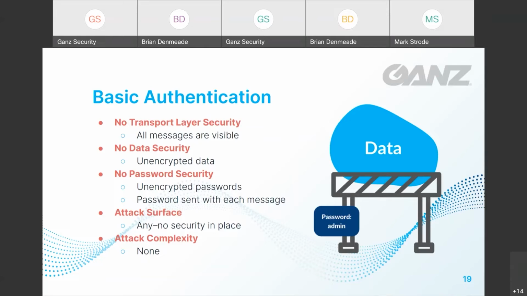From an attack surface perspective, again, if all the security is simply the manufacturer's ID and password, do you really have any security in place? No, not really.